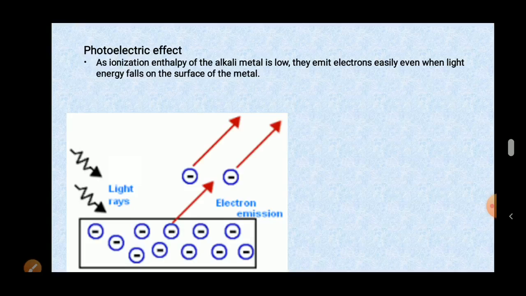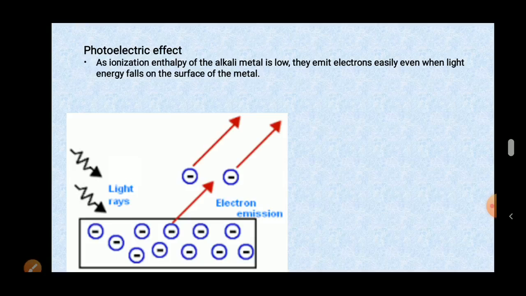Okay, emit electrons. That concept is called the photoelectric effect. Here, alkali metal shows the photoelectric effect. Why does it show it? Because alkali metal has a low ionization enthalpy. Since alkali metal has a low ionization enthalpy, when light falls on its surface, it emits electrons easily. Even just sunlight falling on the surface of the metal, immediately that metal will emit electrons. This is only because of the low ionization enthalpy.